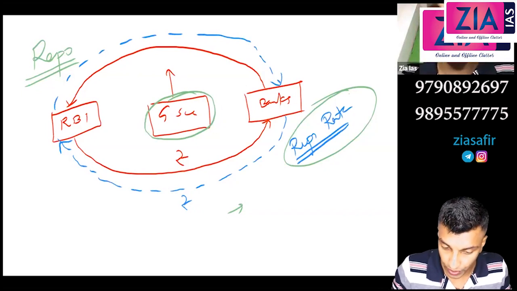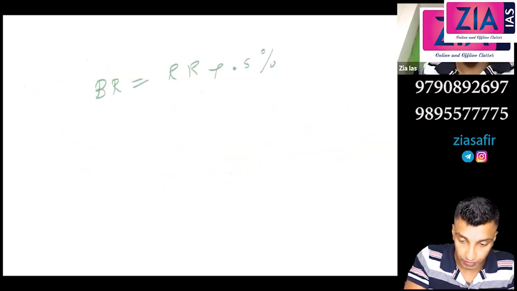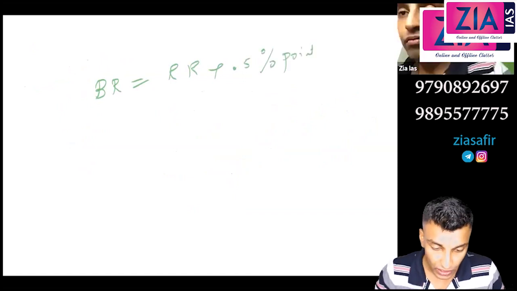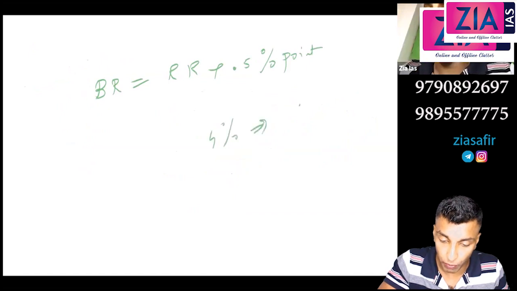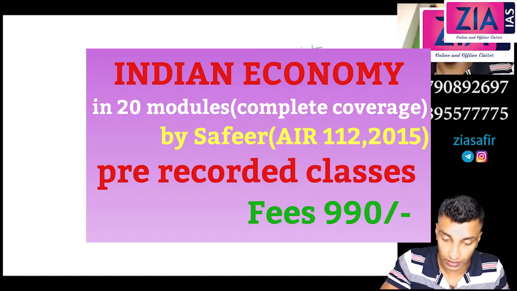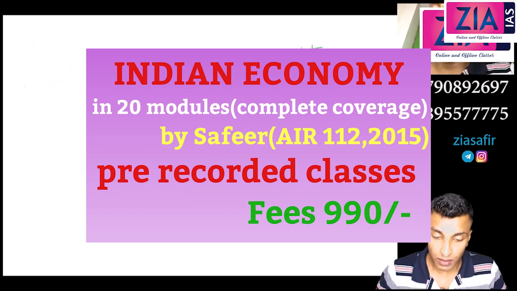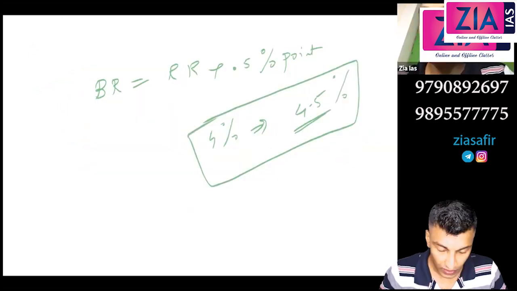Okay, so repo rate will be fixed. So let's say repo rate is fixed. What is the bank rate? Bank rate will be higher than that. So you can say bank rate is equal to repo rate plus 0.5 percentage point. So if it is 4% repo rate, what will be the bank rate? 4.5%, like this. Is this clear?